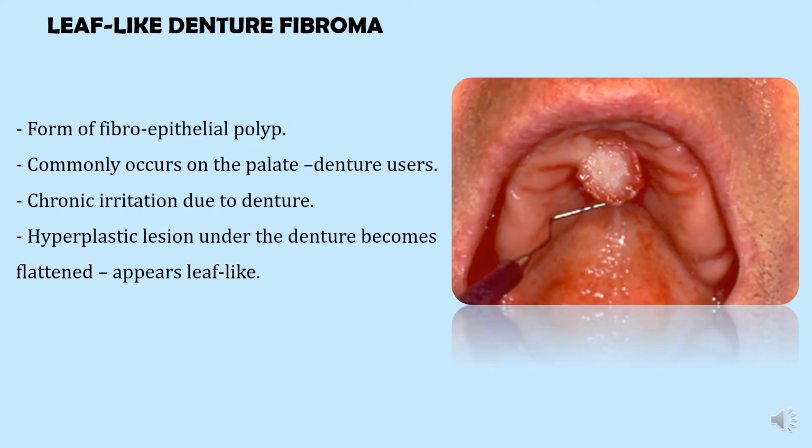If a fibroepithelial polyp occurs under a denture-bearing area, commonly on the palate of a denture user, then it presents as a leaf-like fibroepithelial polyp, and it's actually called a leaf-like denture fibroma. This is again due to chronic irritation of the denture, and this is a hyperplastic lesion, and shows no malignant transformation, and is because of trauma and irritation.